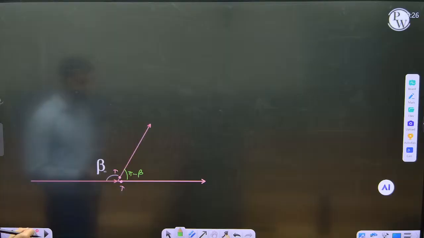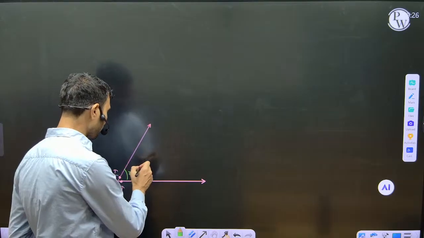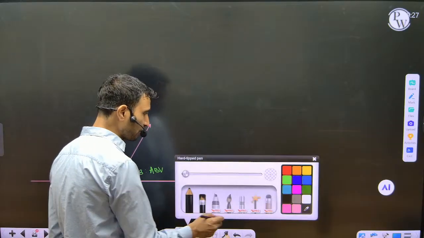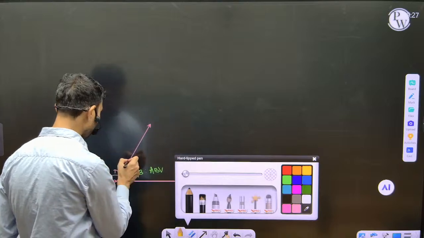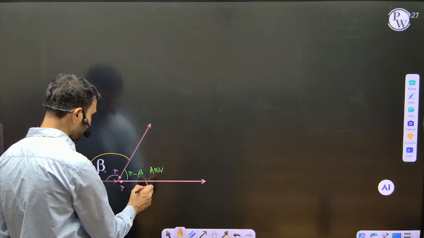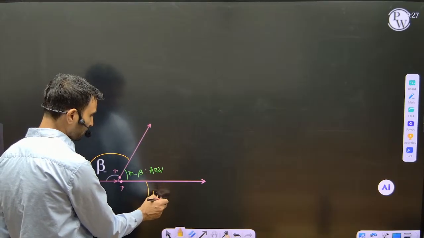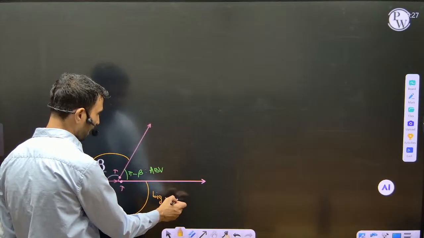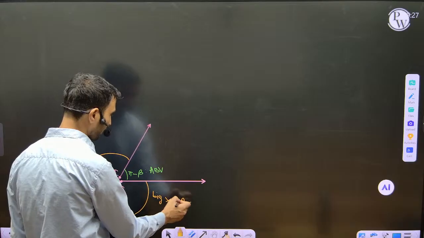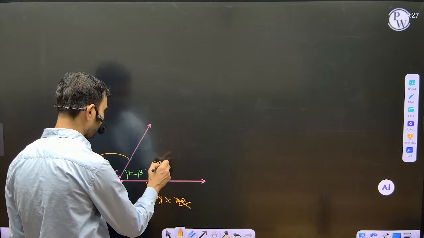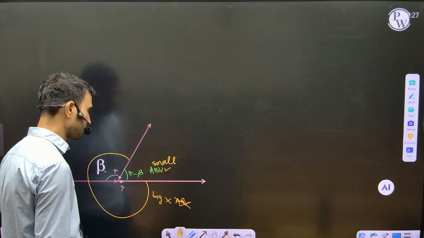So what is the angle between vectors? Now you can see this is the angle between vectors. What about this angle? Will we take this angle as the angle between vectors? This angle? No, this is the big angle, right? The big angle is not the angle between vectors, right? It's not an angle between vectors. Small angle is, right? So this is a small angle and it is the angle between vectors.